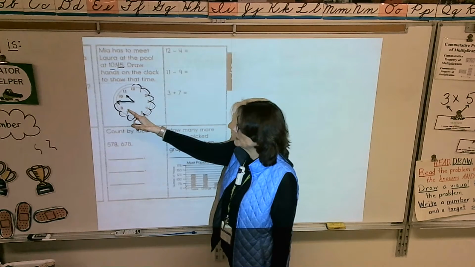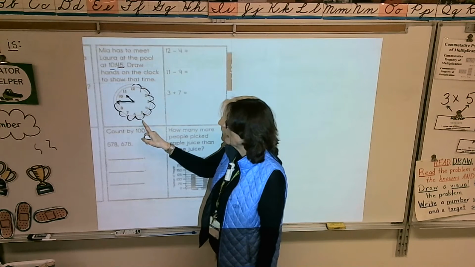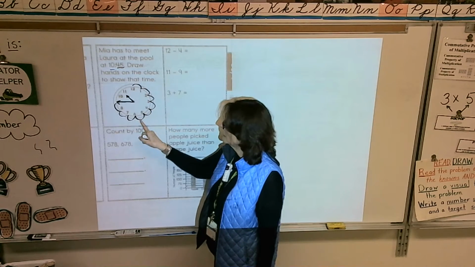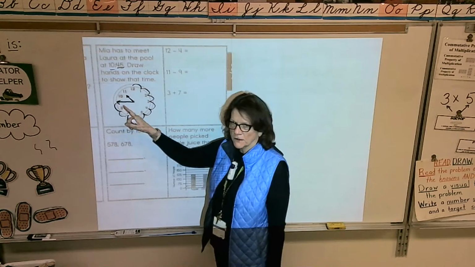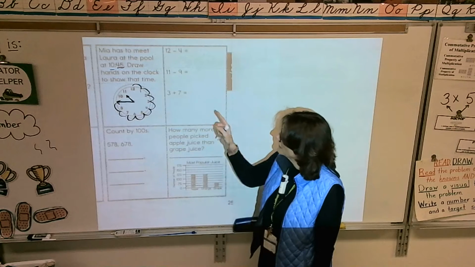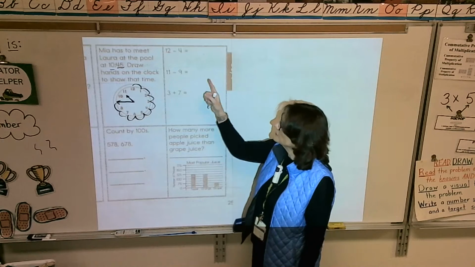All right, so we have 10:45. Now, if you remember, to make it a little bit shorter, a shortcut, we can go right to 6, and that's 30, and then we could just count on 35, 40, 45 to find 10:45. So that is the time that Mia meets Laura at the pool. Okay, let's go to our next one.